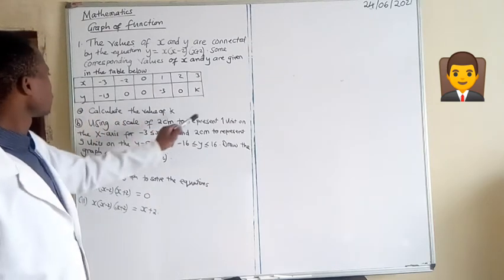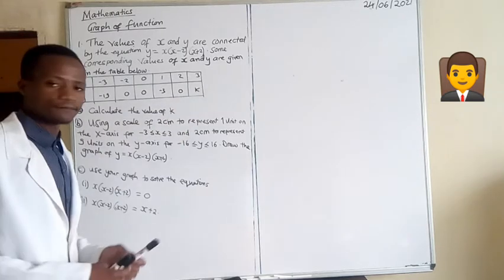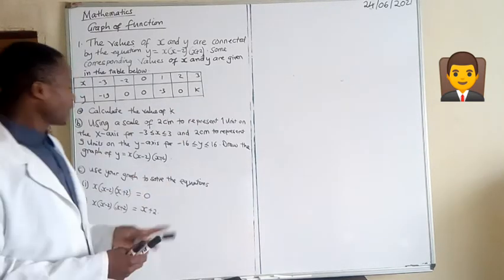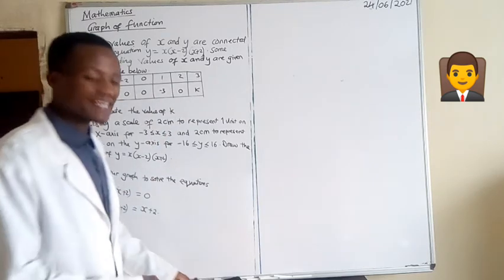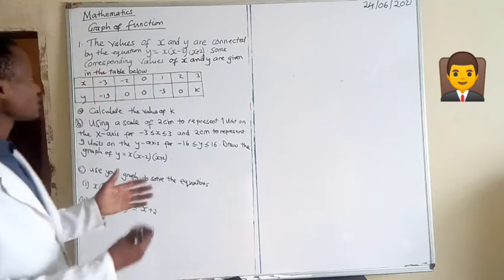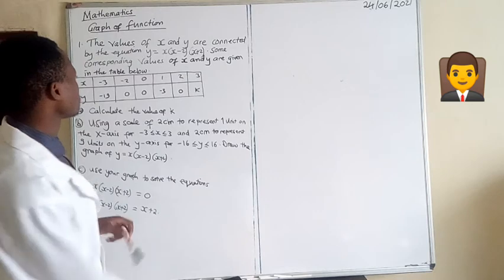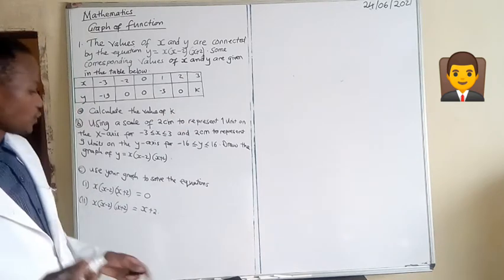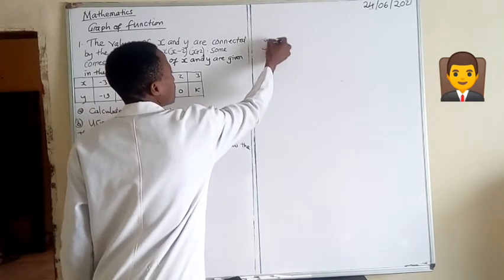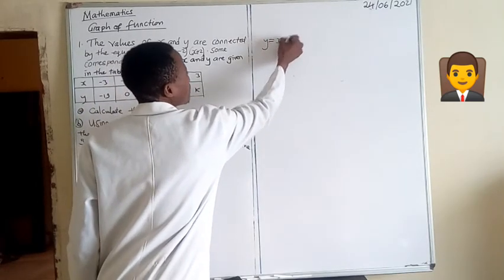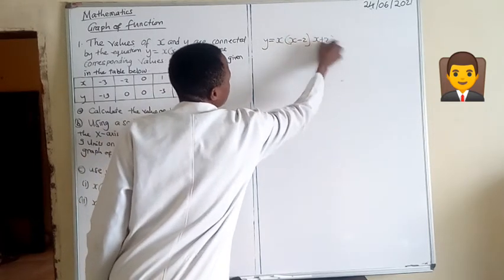So we're going to identify in the table, we have the k there. So we want the value of k. So how do we find the value of k? To find the value of k, we use the equation given, which is this one here. So we use this equation to find the value of k. So what you do, you write the equation. We have y is equals to x, open bracket, x minus 2 and x plus 2.